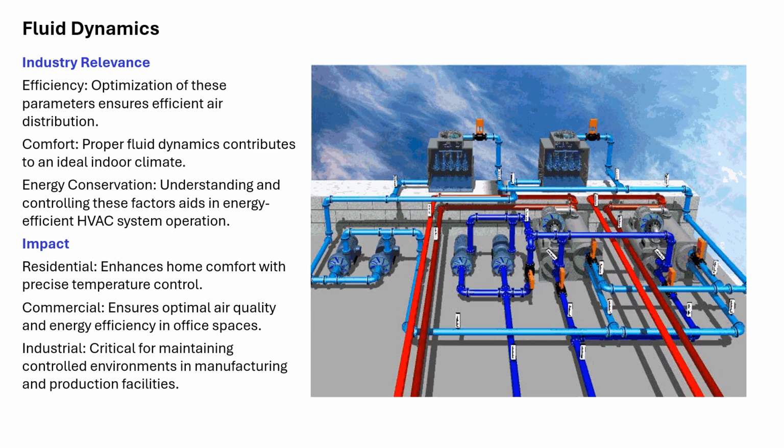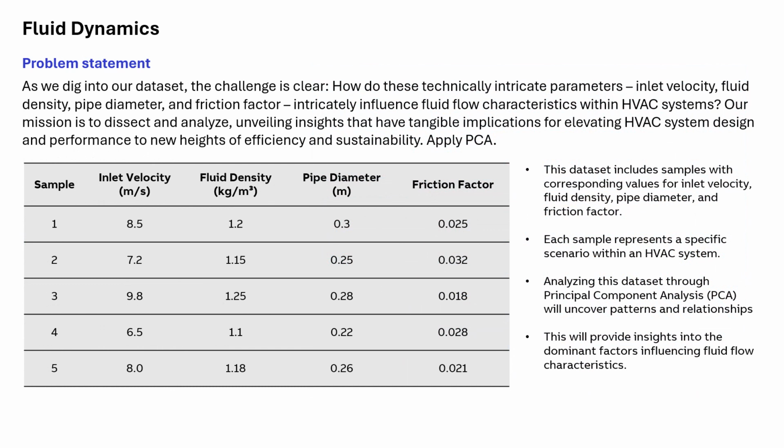In residential areas, it enhances home comfort with precise temperature control. While in commercial applications, it ensures optimal air quality and energy efficiency in office spaces. In the industrial domain, it is critical for maintaining controlled environments in manufacturing and production facilities. As we dig into our dataset, the challenge is clear. How do these technically intricate parameters, inlet velocity, fluid density, pipe diameter, and friction factor, intricately influence fluid flow characteristics within HVAC systems?